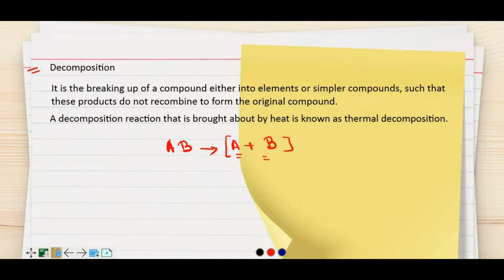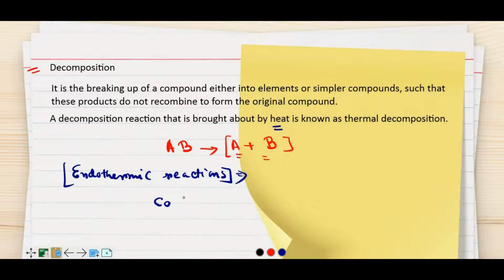The very interesting part of this is that in most cases of decomposition, we use heat, and we know that reactions where we use heat are endothermic reactions. So all the endothermic reactions, in most cases, are decomposition reactions.